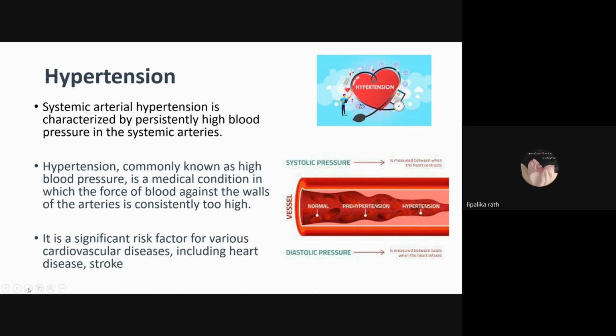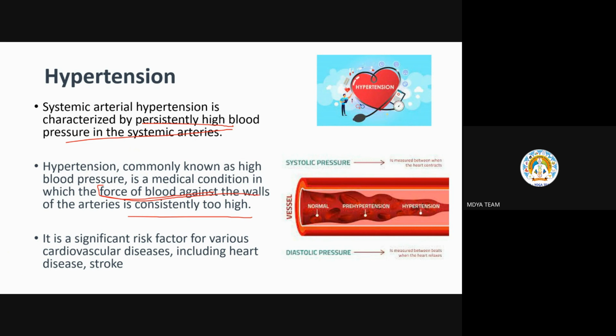Okay, so hypertension, as we have studied, is persistent high blood pressure, like regular or continuous high blood pressure in the systemic arteries. Hypertension, commonly known as high blood pressure, is a medical condition in which the force of the blood against the walls of the arteries is consistently too high.